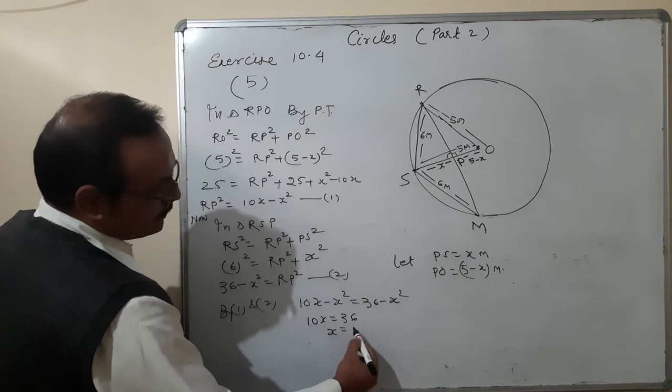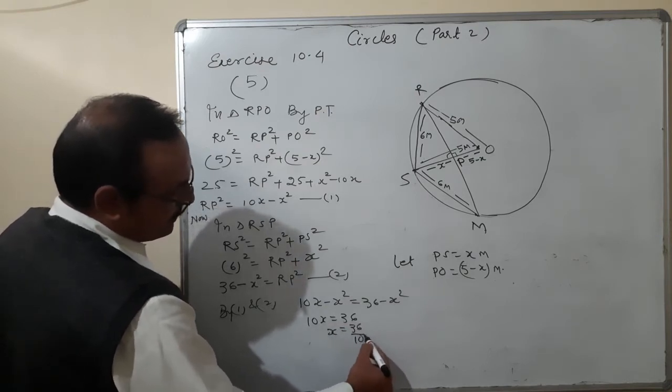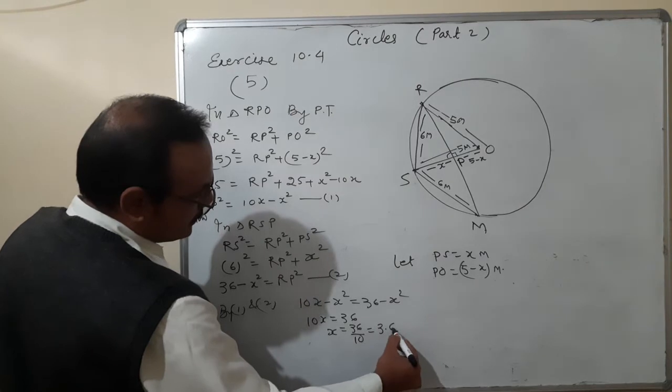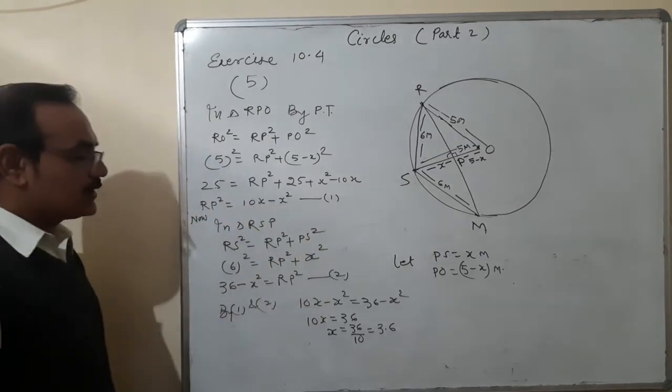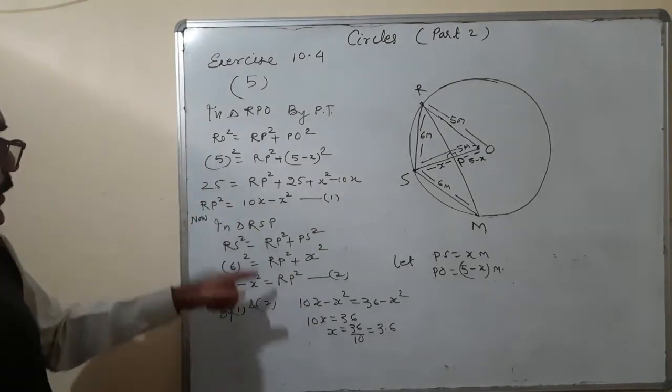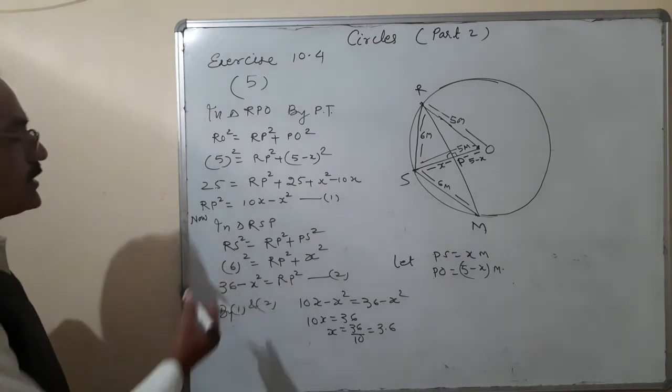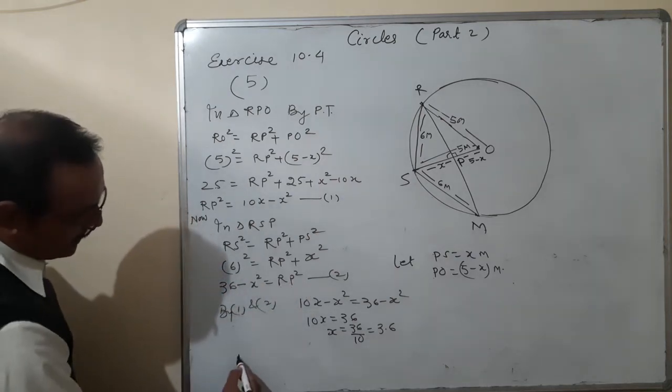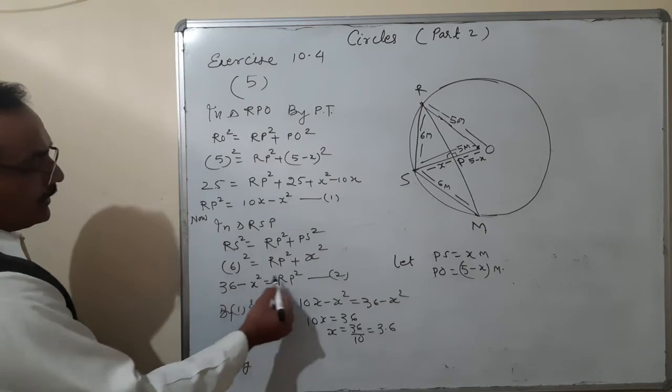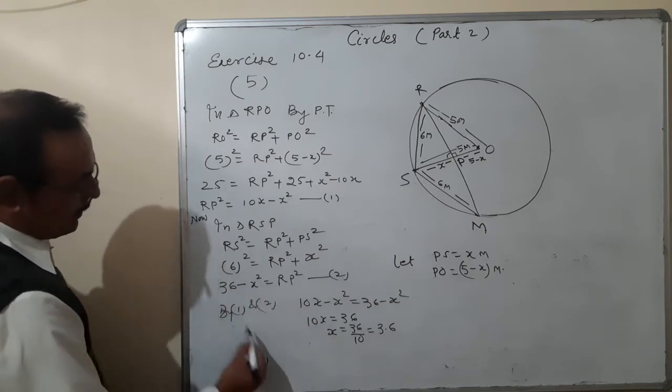Therefore, x is equal to 36 upon 10. That means it is coming 3.6. The value of x is equal to 3.6. 3.6 can be substituted in equation number 1 or 2. Why? Simple equation I am taking here.